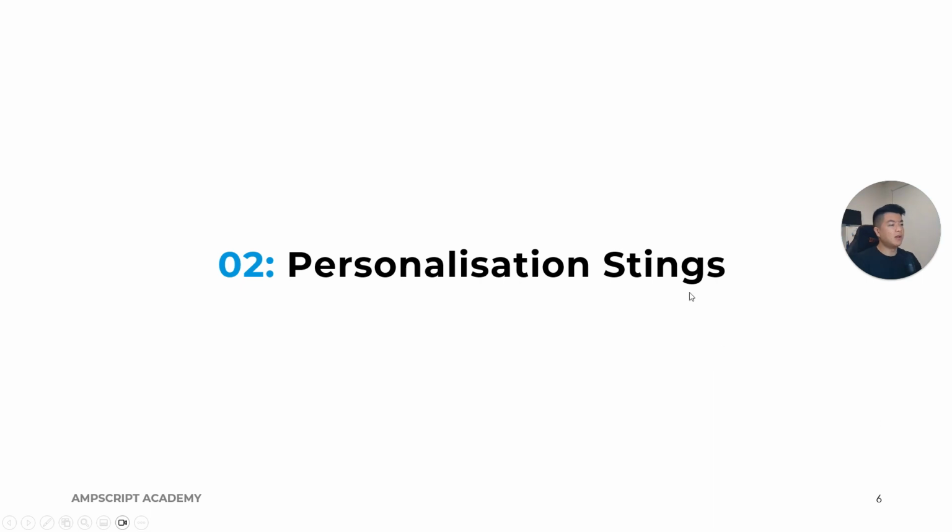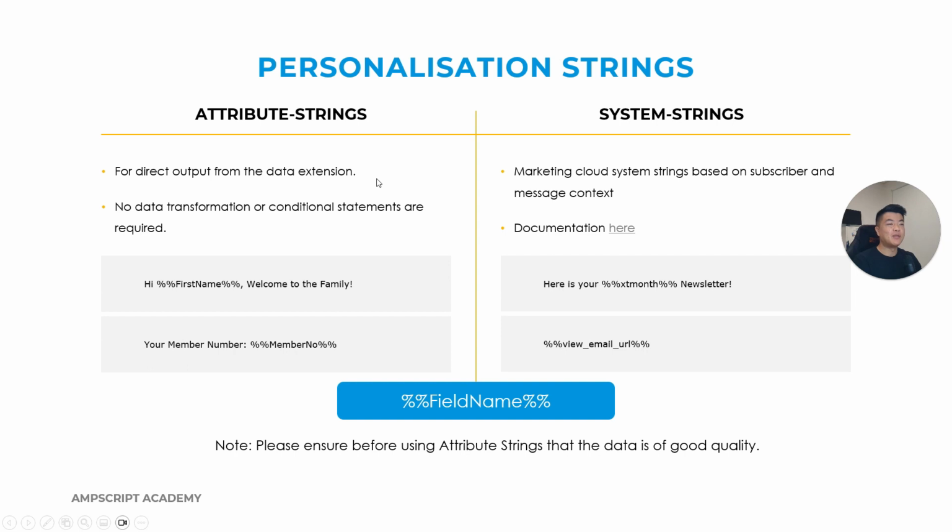Okay, so let's start with personalization strings. There are two types of personalization strings, really. There's an attribute string and there's a system string. The attribute string, as I mentioned before, is the direct output from the data extension. There are no transformations and no conditional statements. You're literally just printing out whatever value there is in whatever field you're calling in the data extension.